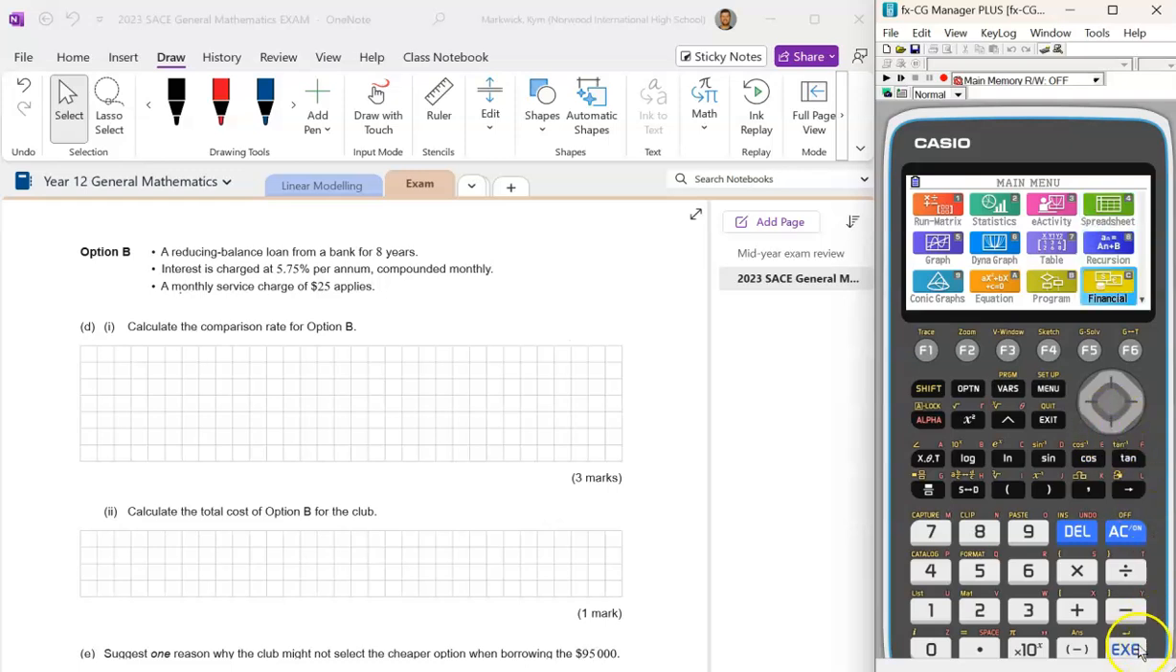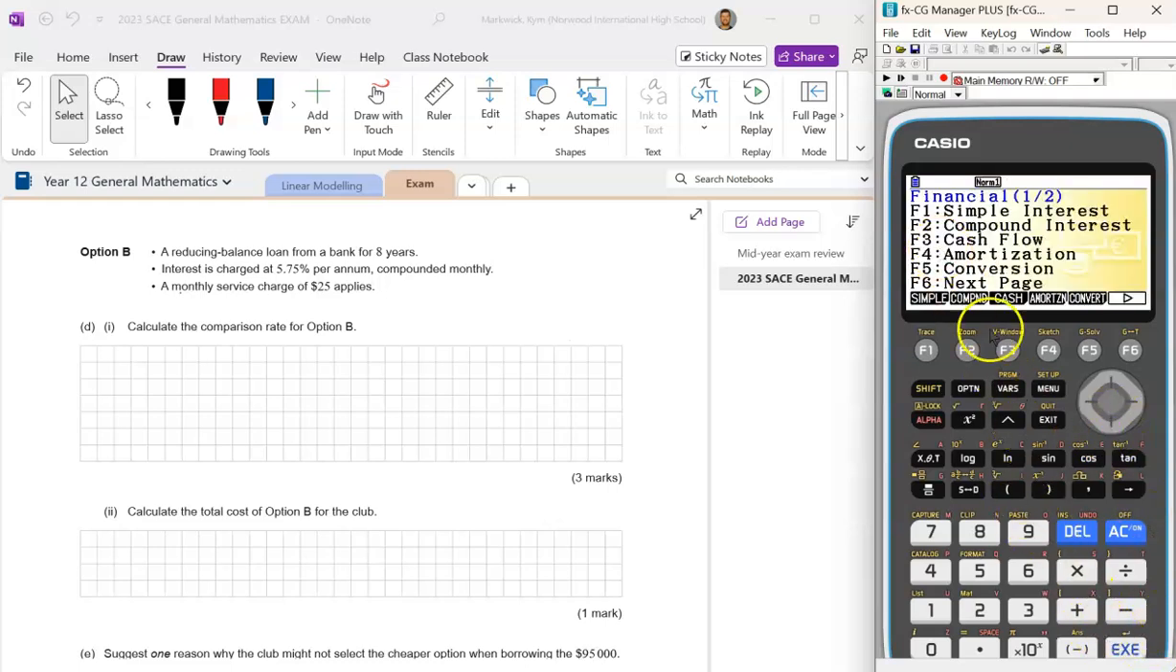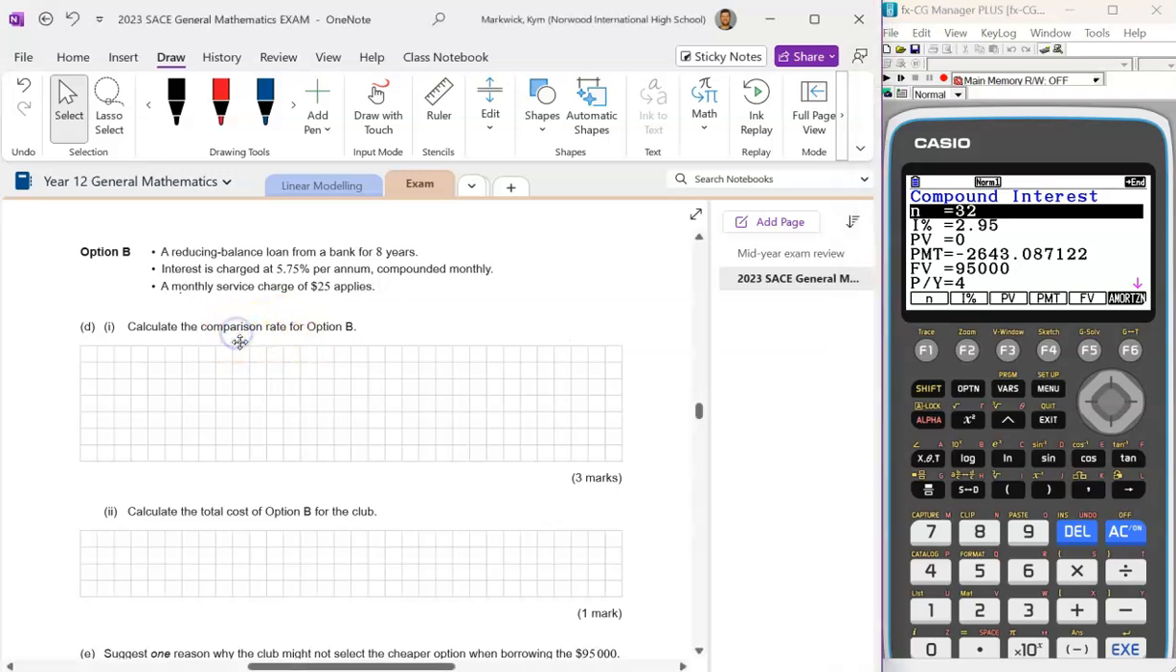Okay, so again, we're going to head into the financial section here to work out how much they have to pay per month. And the reason we're doing it is because part D asked us to calculate the comparison rate, not the effective rate, the comparison rate. Remember, comparison rate takes into consideration any fees and charges. So basically we need to add this charge of 25 to that monthly repayment, but first we need to work out that monthly repayment.